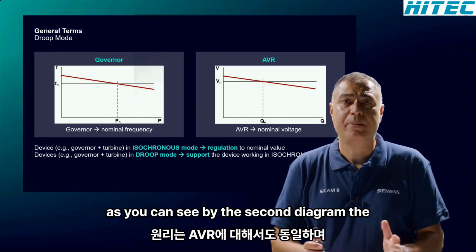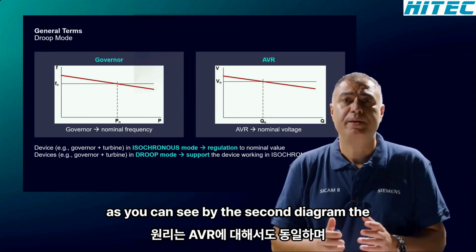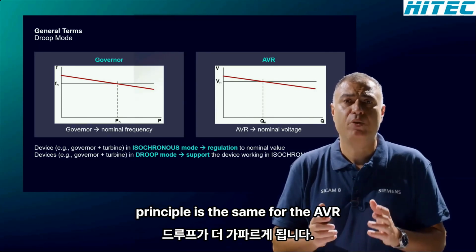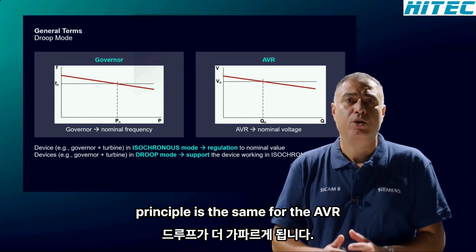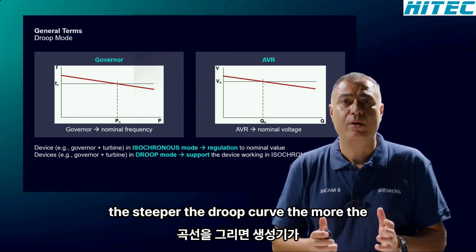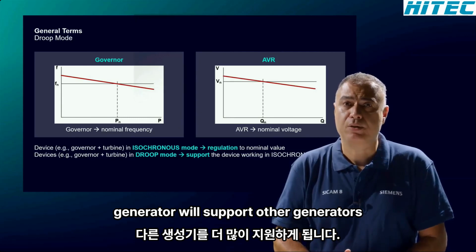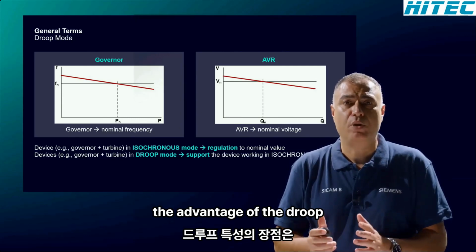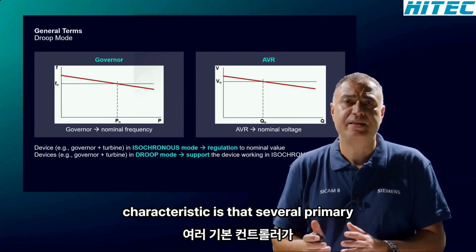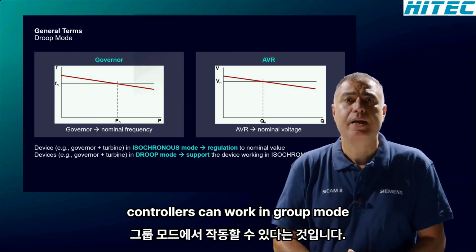As you can see by the second diagram, the principle is the same for the AVR. The steeper the droop curve, the more the generator will support other generators. The advantage of the droop characteristic is that several primary controllers can work in droop mode.